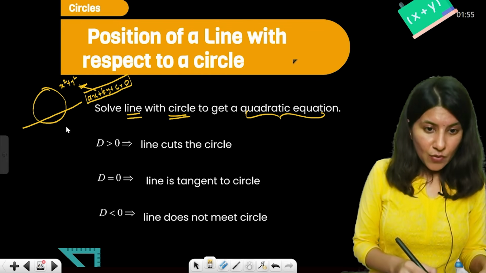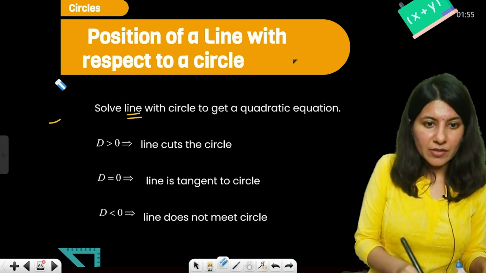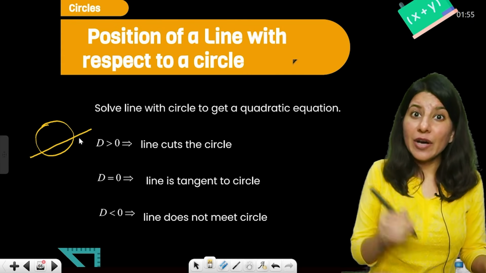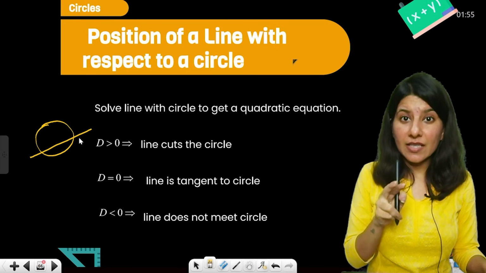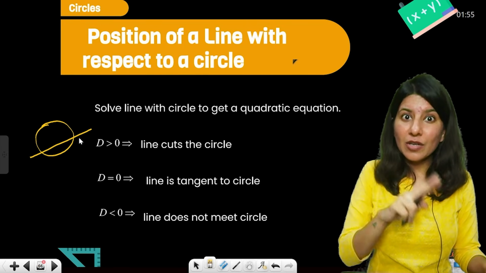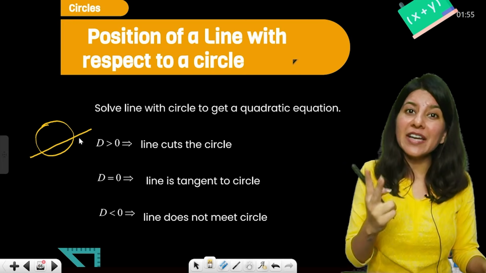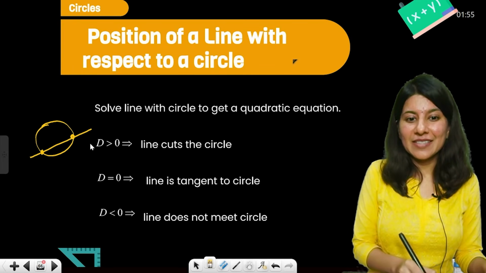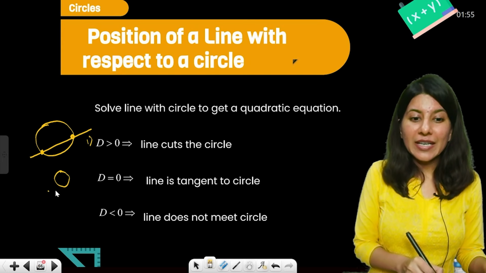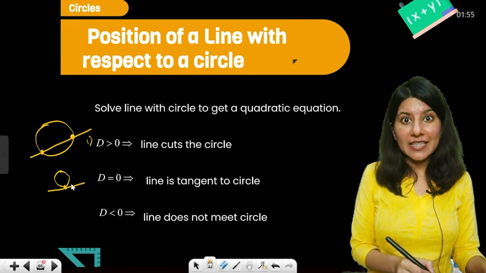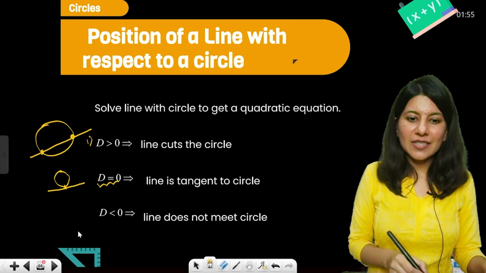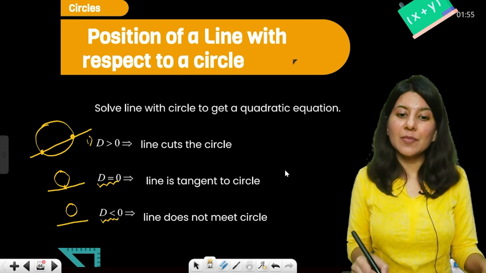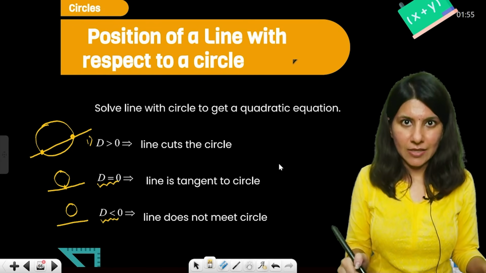Because over here in the very first case, if you observe, suppose you've got a quadratic in x, and that quadratic has discriminant greater than 0. That means you will get two values of x. Solving the line and circle is giving you two values of x. What does that mean? The line and circle intersect each other at 2 points. This is the first case. Now, if you're getting a single solution, that means discriminant equals 0, and the line is tangent to the circle. And the condition for neither secant nor tangent is discriminant less than 0: the line does not meet the circle.